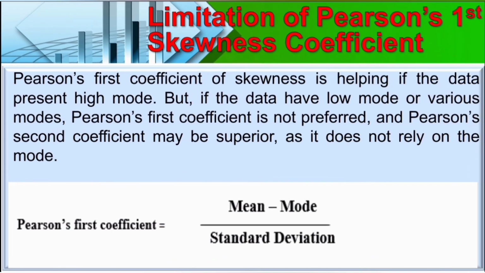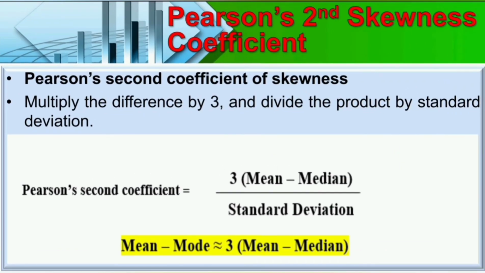Limitations of Pearson's first skewness coefficient. Pearson's first coefficient of skewness is helpful if the data has a high mode. But if the data have a low mode or various modes, Pearson's first coefficient is not preferred, and Pearson's second coefficient may be superior as it does not rely on the mode. Pearson's second skewness coefficient multiplies the difference by 3 and divides the product by standard deviation. So Pearson's second coefficient is equal to 3 times mean minus median, divided by standard deviation.